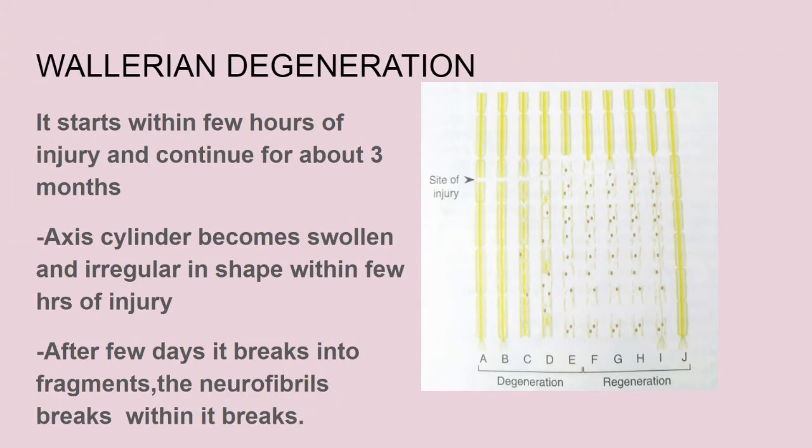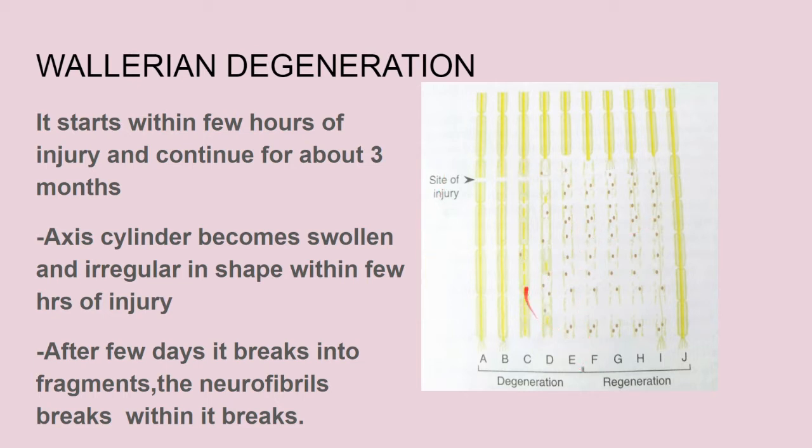Now the Wallerian degeneration means the degenerative changes which occur in the part of the axon distal to the site of the injury. It mainly starts within a few hours of injury and continues for about 3 months. Now what happens in the axis cylinder? What changes occur when the degenerative changes occur distal to the injury? As you can see, up till E we have the degenerative process, and after that regeneration. Right now we are concerned with this part.